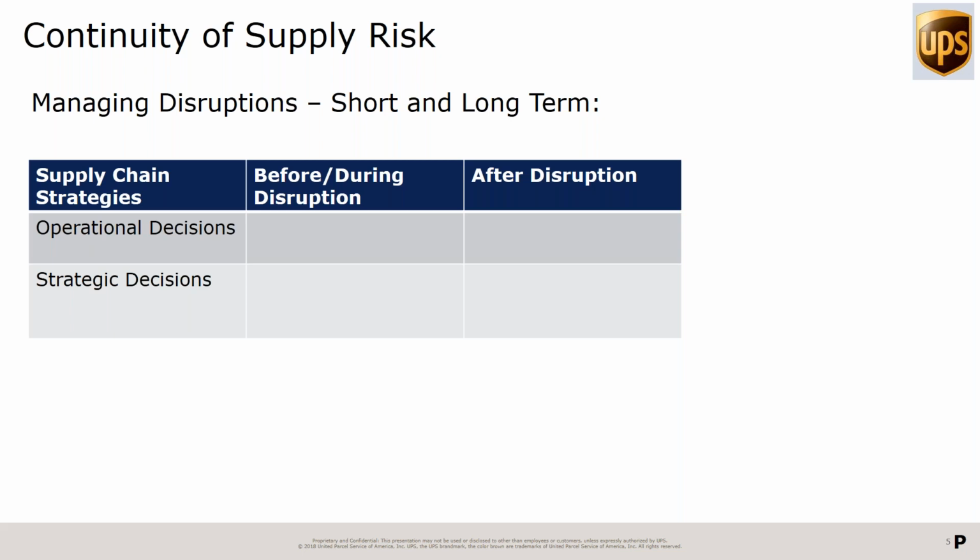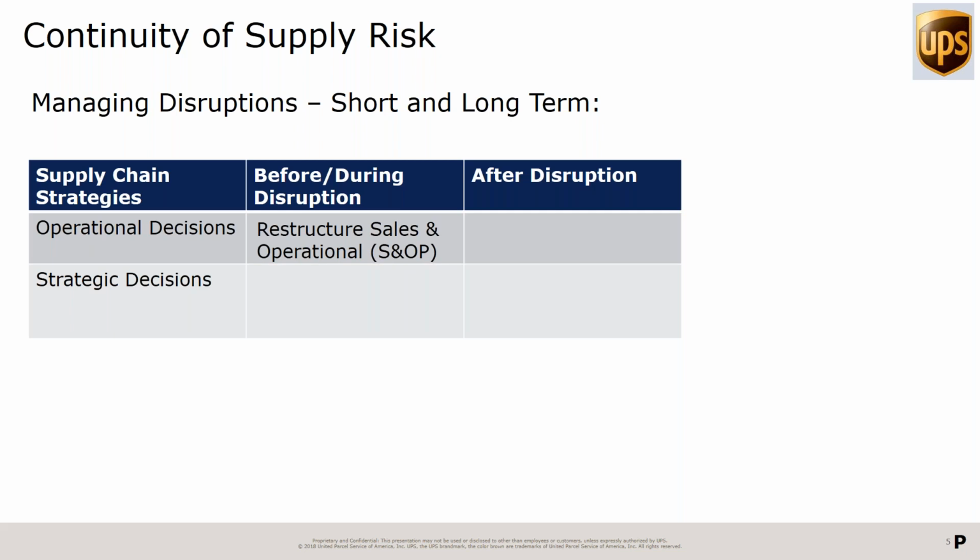So when we think about how we manage disruption short and long term, that can correlate to the operational level as well as the strategic level. Short term being impacted impacts the operational, and then long term strategic. We can really think about different supply chain strategies. Next couple of slides, I'll walk you guys through some of these strategies.